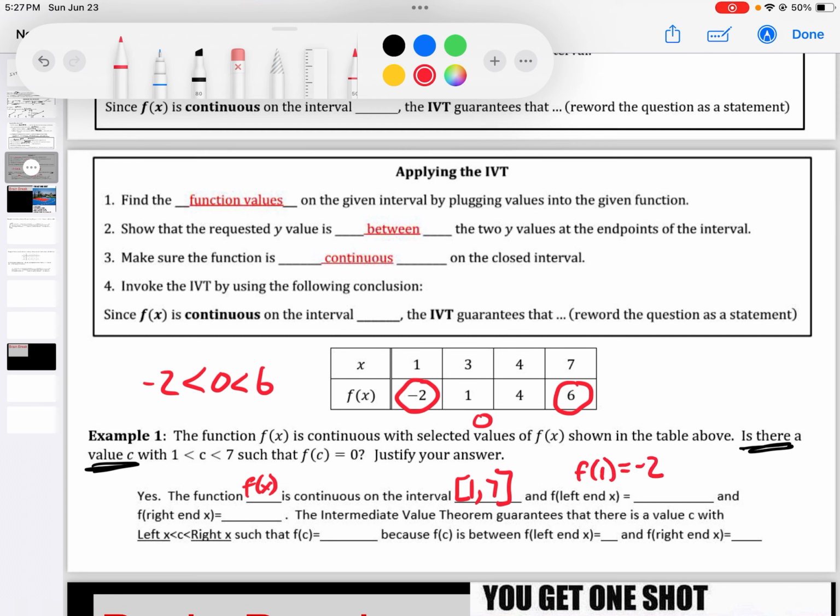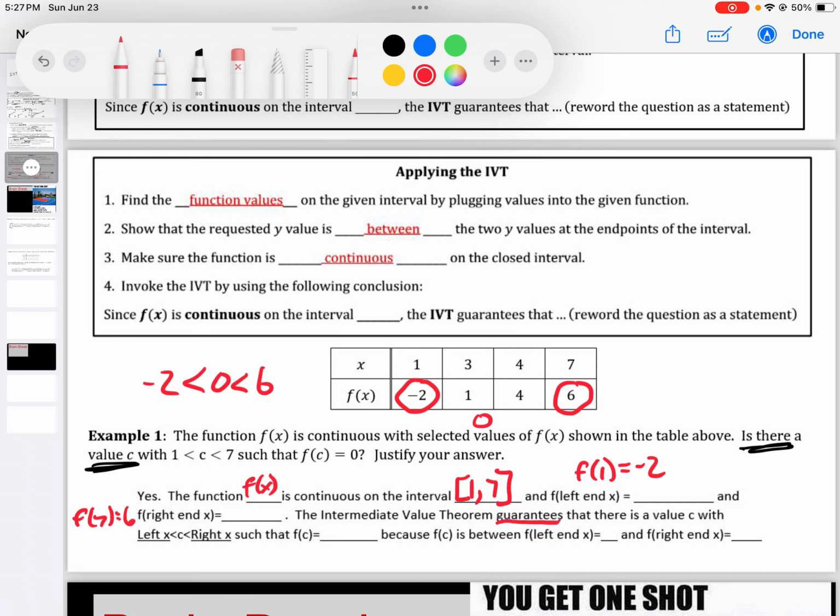And f of 1 is equal to -2. So we want to write that first. We want to write what the endpoint values are. And f of the right endpoint, f of 7, is equal to 6. Okay, just say that part. Say that it's continuous, and then write out what the y values are at the endpoints.